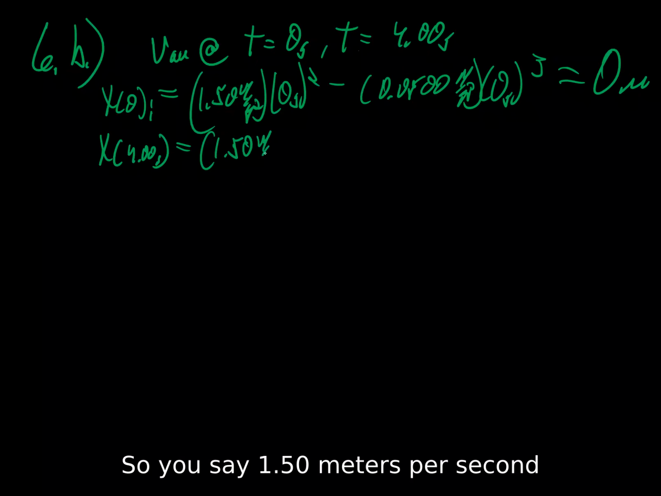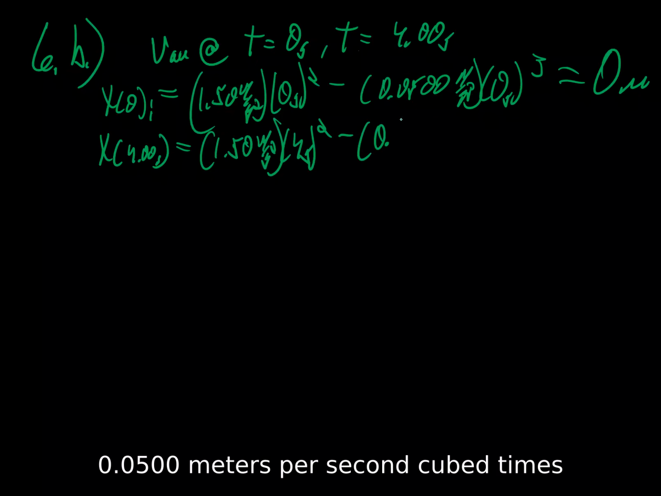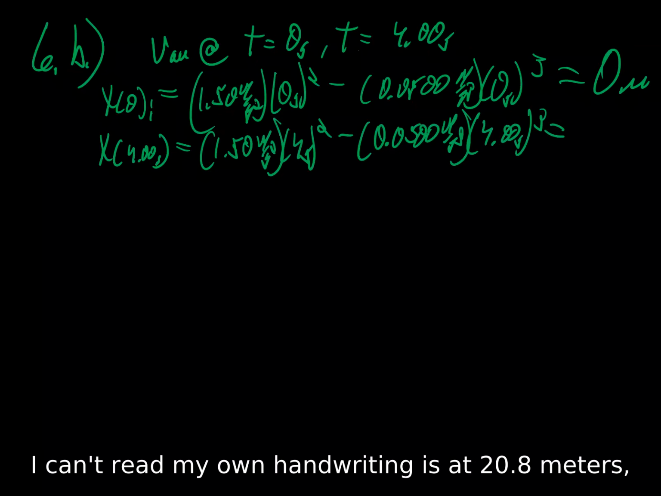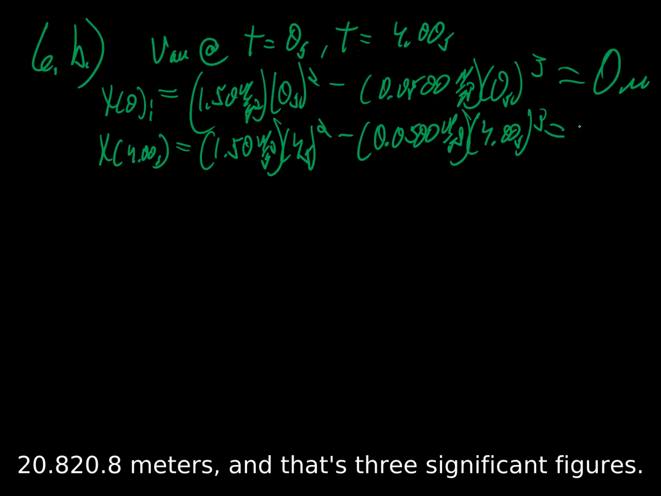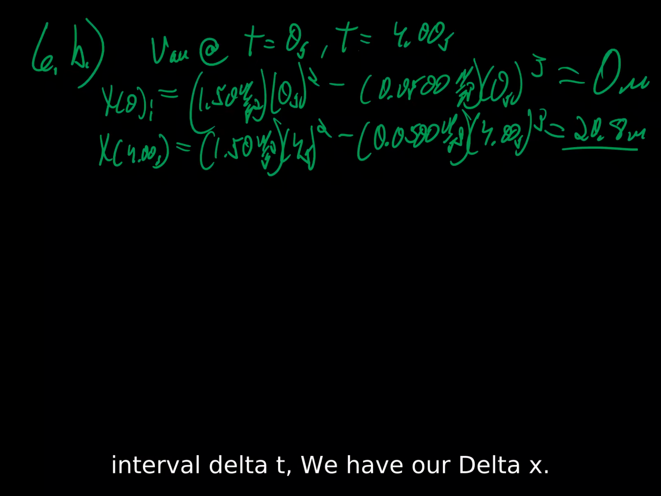And then x at time 4 seconds, 3 sig figs. So you say 1.50 meters per second squared times 4.00 seconds squared minus 0.0500 meters per second cubed times 4.00 seconds cubed is equal to... I can't read my own handwriting. Is it 20.8 meters? 20.8 meters, and that's 3 significant figures. Okay, so we have our time interval, we have delta t, we have our delta x.